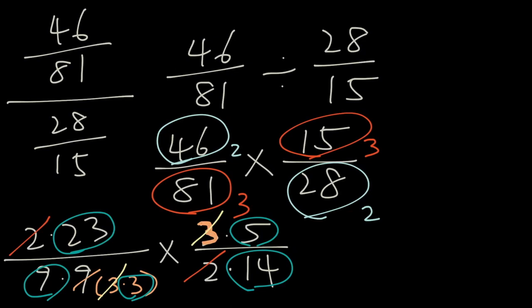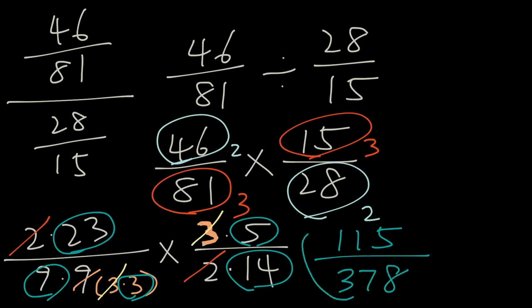So after we multiply them together, we'll have 115 over 378. Since we can no longer further simplify this, this would be our final answer.